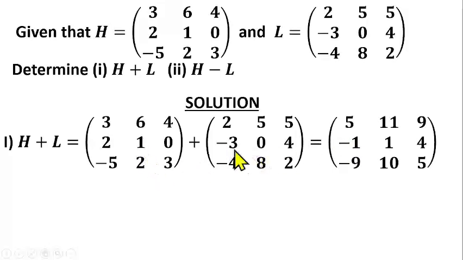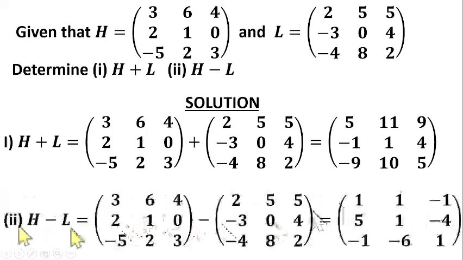Then 1 plus 0, that will give us 1. 0 plus 4 will give us 4. Then minus 5 plus minus 4, what would that give us? Plus times minus will give us minus, so we have minus 5 minus 4, that gives us minus 9. Do you understand that? 2 plus 8, that will give us 10. Then 3 plus 2, that will give us 5. So the addition of these two matrices will give us this matrix as well, which is also 3 by 3.